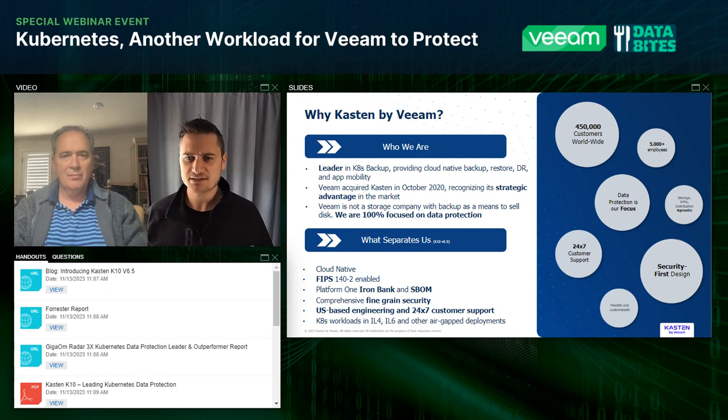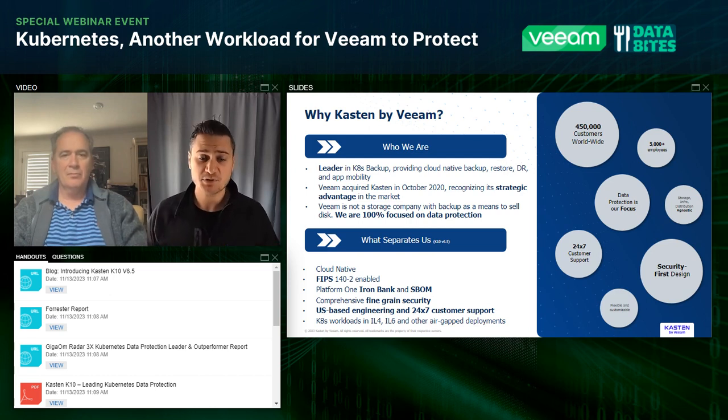But Veeam is not a storage company. We're not trying to sell tin. We're not trying to sell disk. It's not just an add-on backup. Data protection is what we do. So, relative to some of the competitive landscape, we're not selling backup as a means to sell hardware. We are selling data protection, because that is what we do philosophically and what we're passionate about. So we would definitely want to focus on the data protection component.